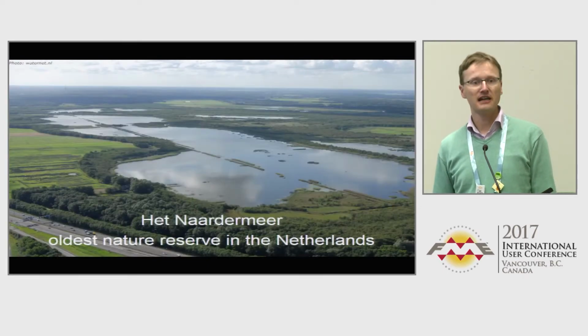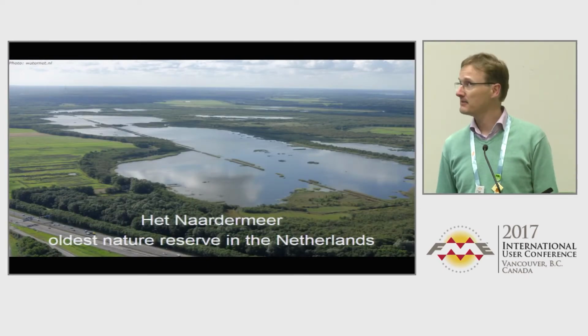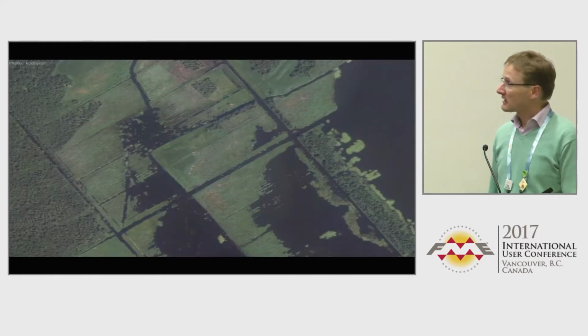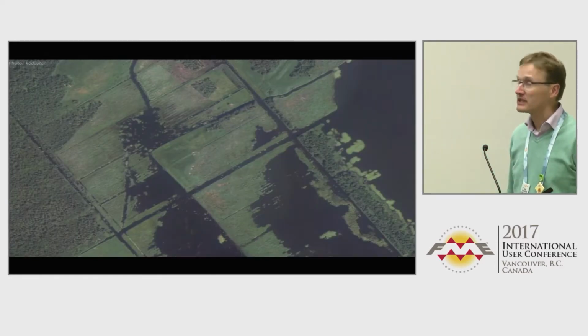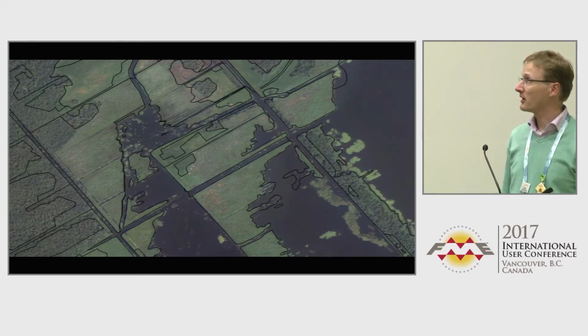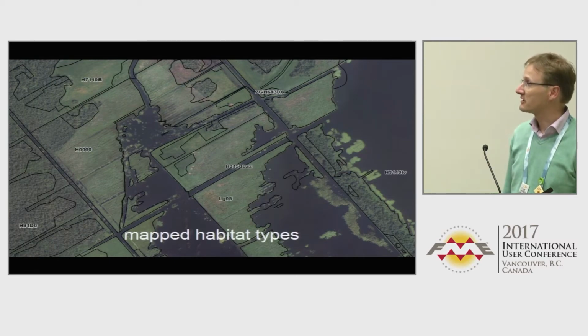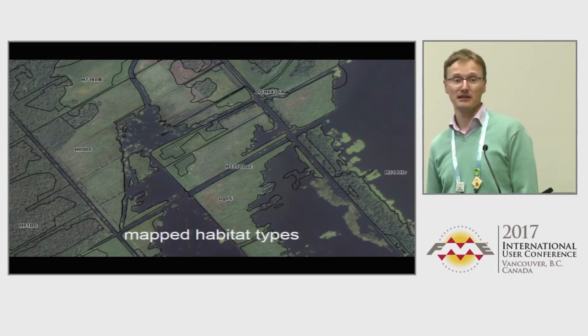Let's zoom into the Naardermeer. It's an area near Amsterdam. It's the oldest nature reserve in the Netherlands. And actually, we zoom into a little spot which is mapped. So a lot of polygons were made with certain habitat types, mapped habitat types.